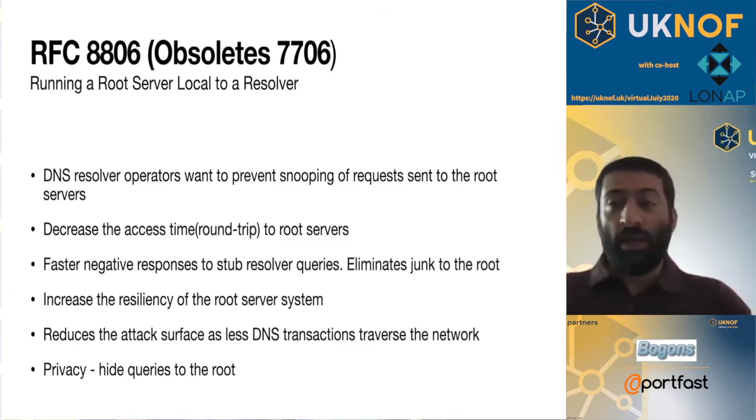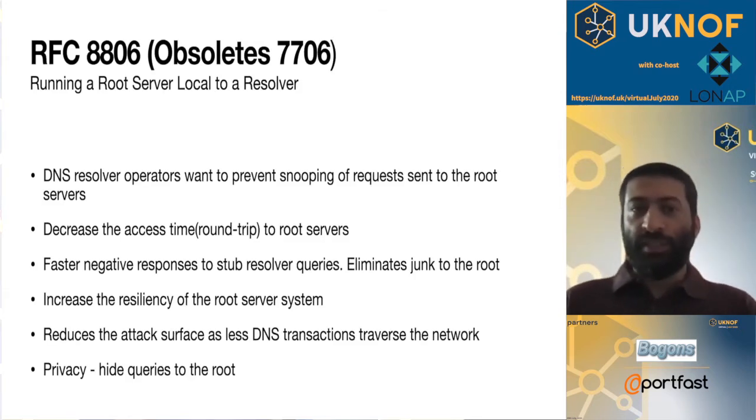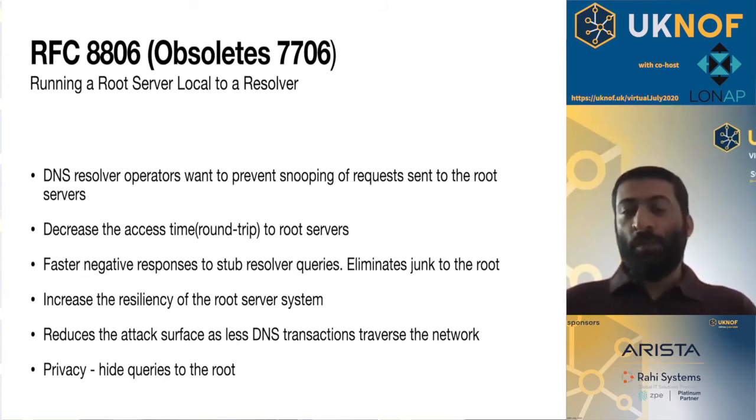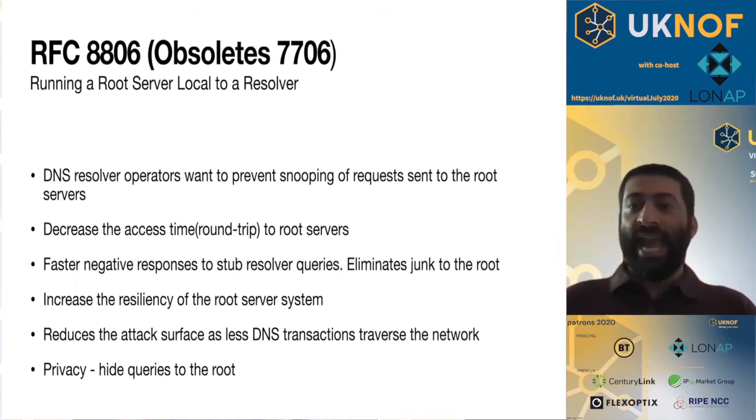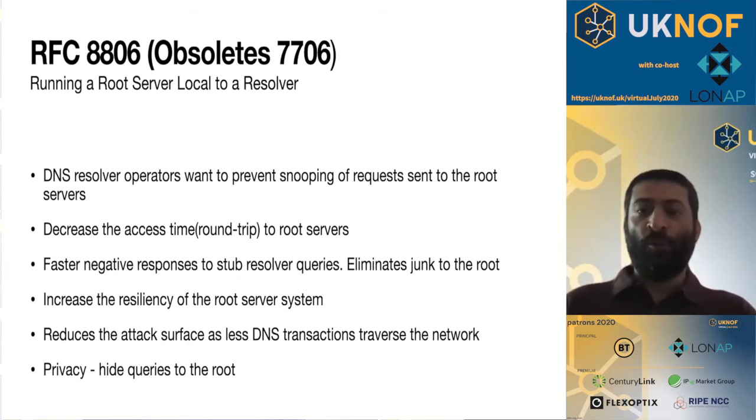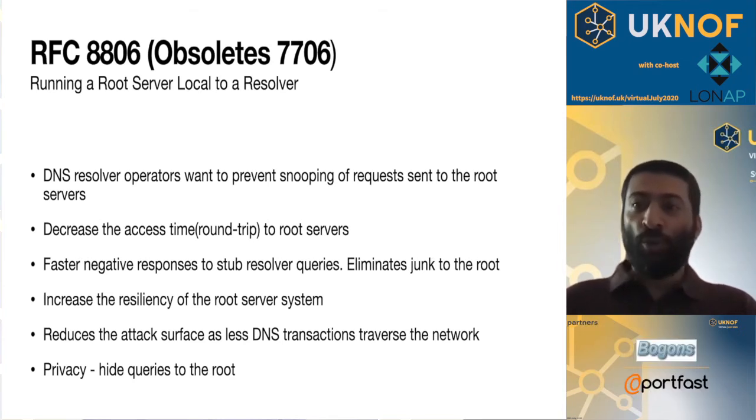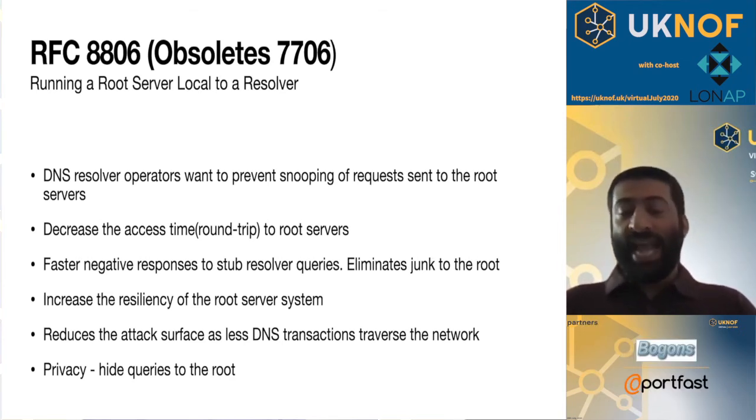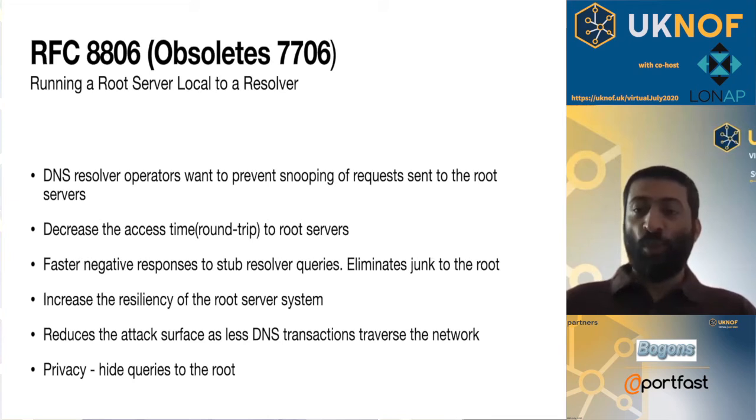So a possible solution is RFC 8806, which is running a root server local to a resolver. The goal of RFC 8806 is primarily to prevent snooping of queries sent to the root. Apart from that, decreasing the access time to the root servers. Faster negative responses, so eliminating the junk queries that are being sent to the root at this point of time. Increase the resiliency of the root server system. Reduce the attack surface as fewer DNS transactions would traverse from the network, and privacy, that is, hide queries which are being sent to the root.